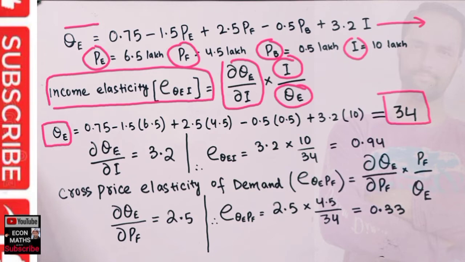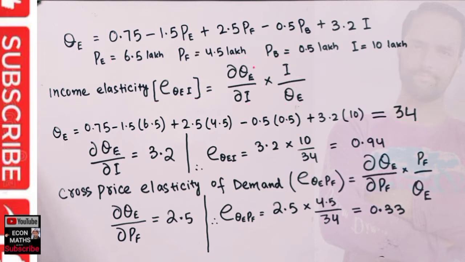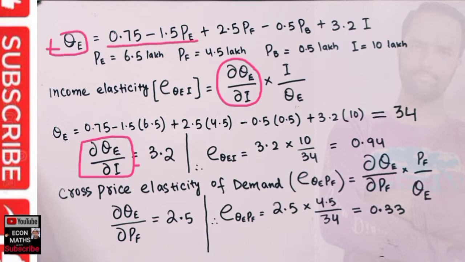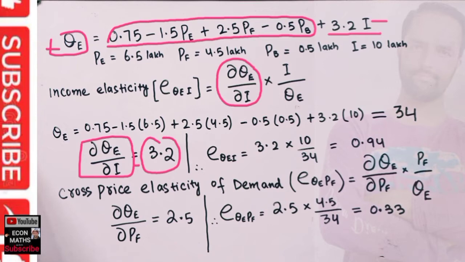And what is the derivative, this very stuff here, dQE upon dI? dQE upon dI means the partial derivative of this demand function with respect to income. Since we have no I involved in these terms, their derivative will be 0, and since only in the last term we have I, the derivative of I is 1, so we are left with 3.2. So I have written here dQE upon dI is equal to 3.2.